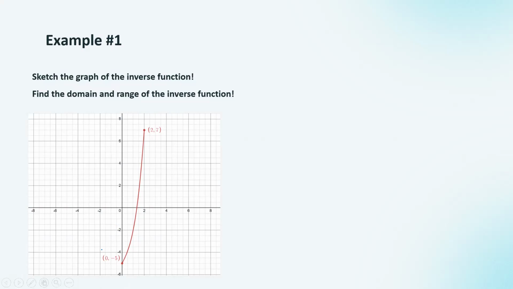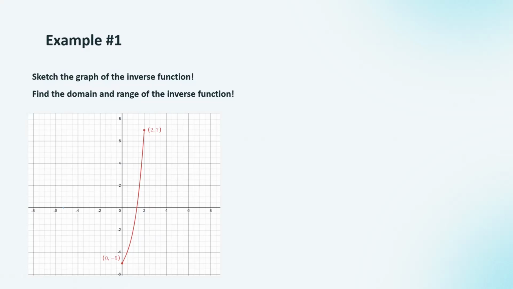Right, so we know that the coordinate of the original function is (0, -5). That's the first coordinate, right? And we know that the coordinate of the inverse function is the opposite of it. We just have to flip the x and the y.